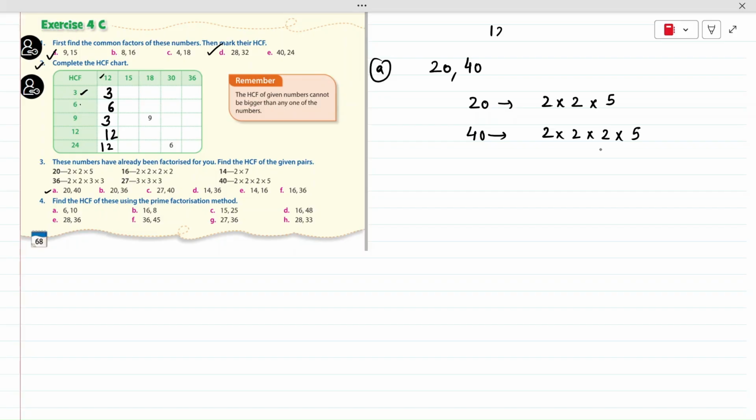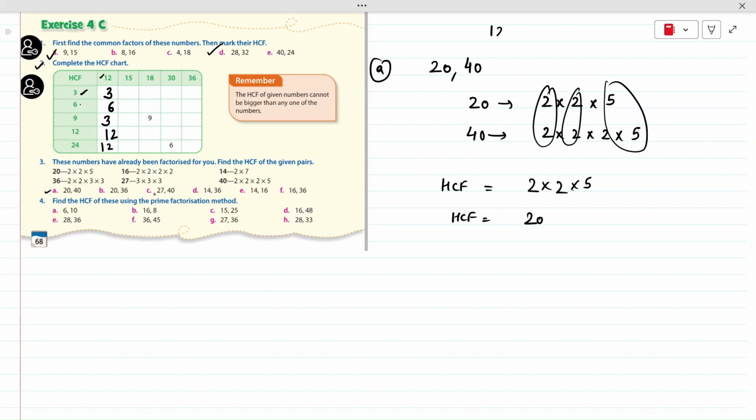These are the numbers which are given to us here. So we have done this using the tree method. What we are going to do is pick the commons. This 2 is common, this 2 is common, and this 5 is common, and just multiply them. Okay, so what will be the HCF? It will be 20, or we can say 20 is the biggest number which is a factor of these two given numbers that divides them completely, right?